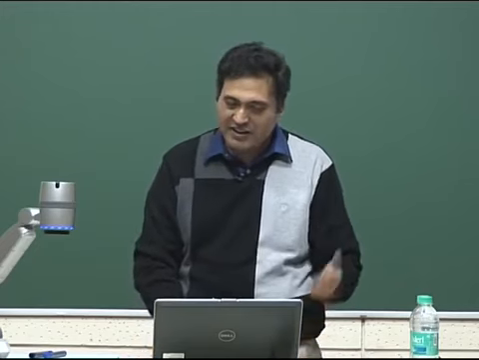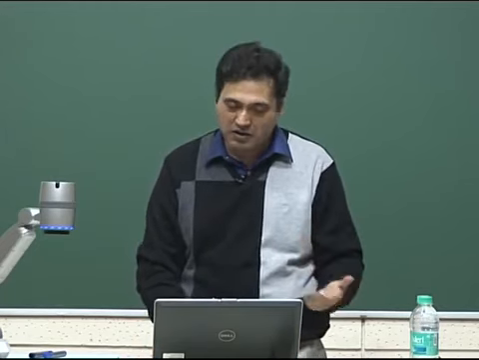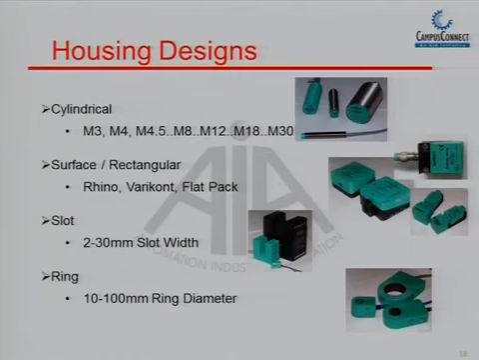In cylindrical, there are different housings: M3, M4, M8, M12, M18. That means the diameter of the barrel inside which the sensor is enclosed is cylindrical, and the diameter of the cylinder is 8, 18, 12, 30. It can change. Similarly, there are square shape sensors or rectangular sensors. These are all square shape sensors, with different housings and different sizes.